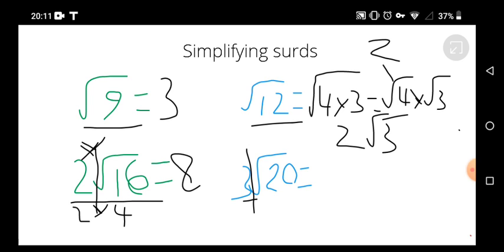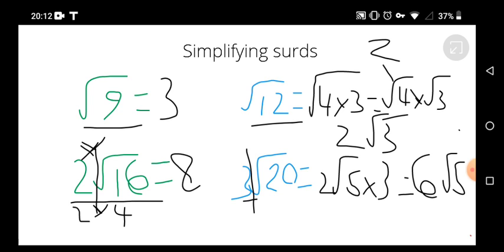We do root 20. I can tell you that the biggest square number that goes into root 20 is root 4 and root 5. So root 4 is a square number. So I'm going to simplify root 4 to be 2 root 5. Then again, we still got times that by 3. Don't forget about that. And we get 6 lots of root 5.